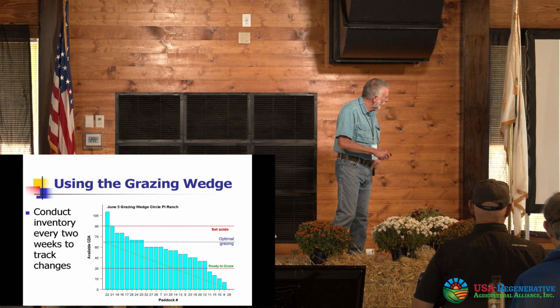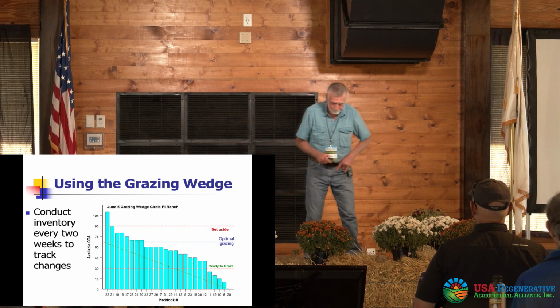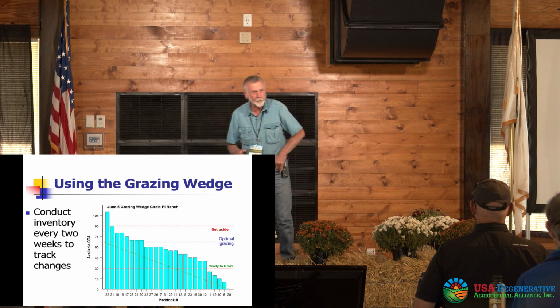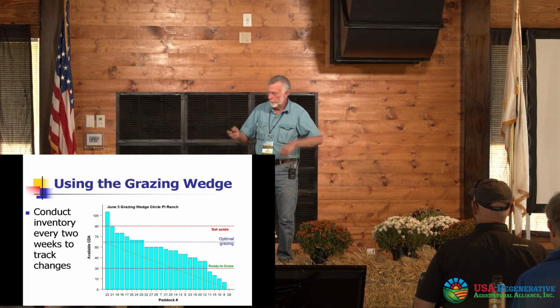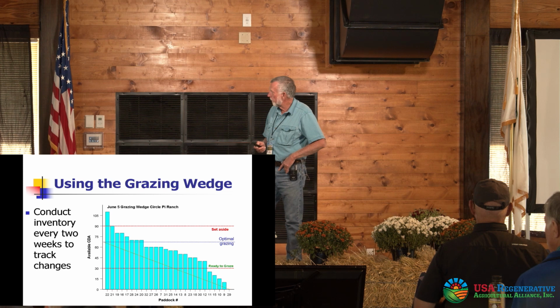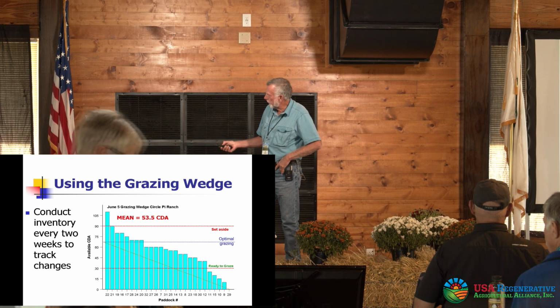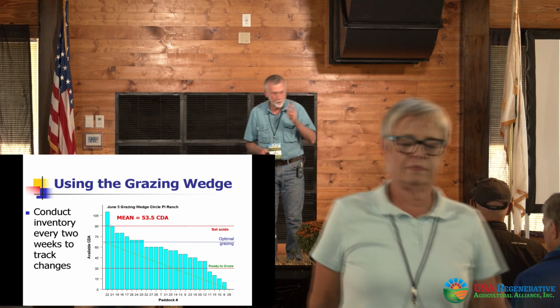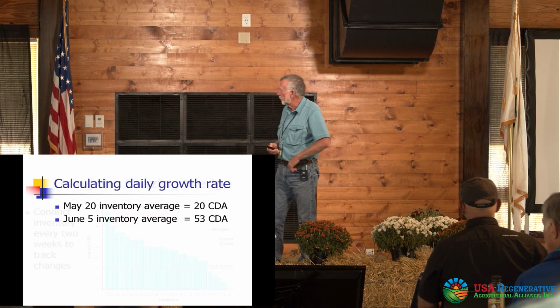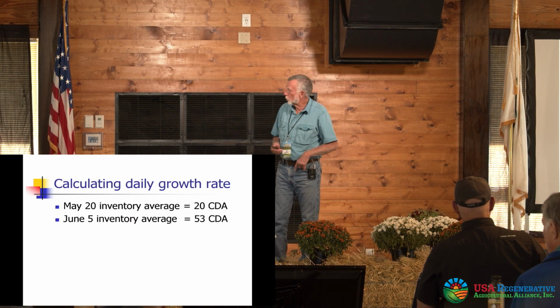That set-aside line, if it's above 90, I consider it to be hay more so than pasture. But the mean cover here is 53.5. So I'm going to show you what you do with 2 successive inventories.